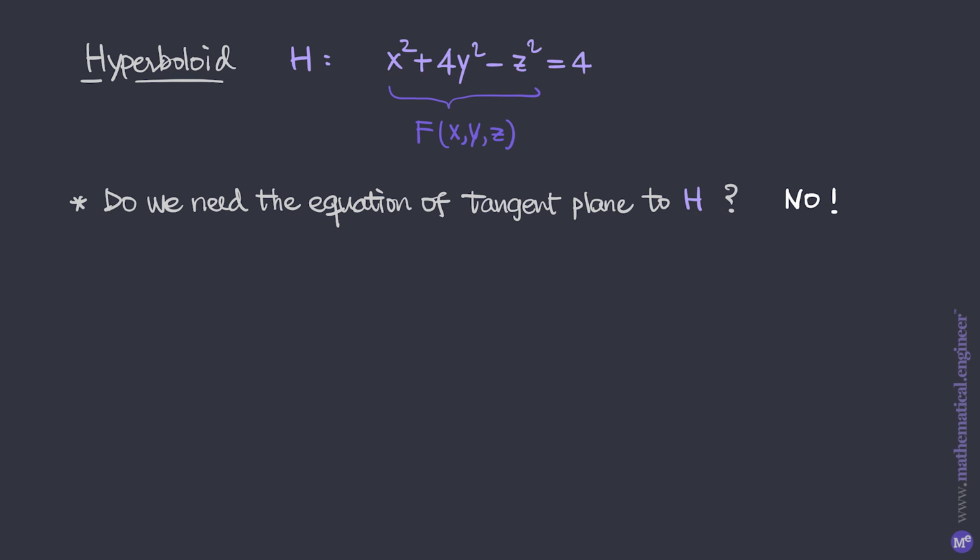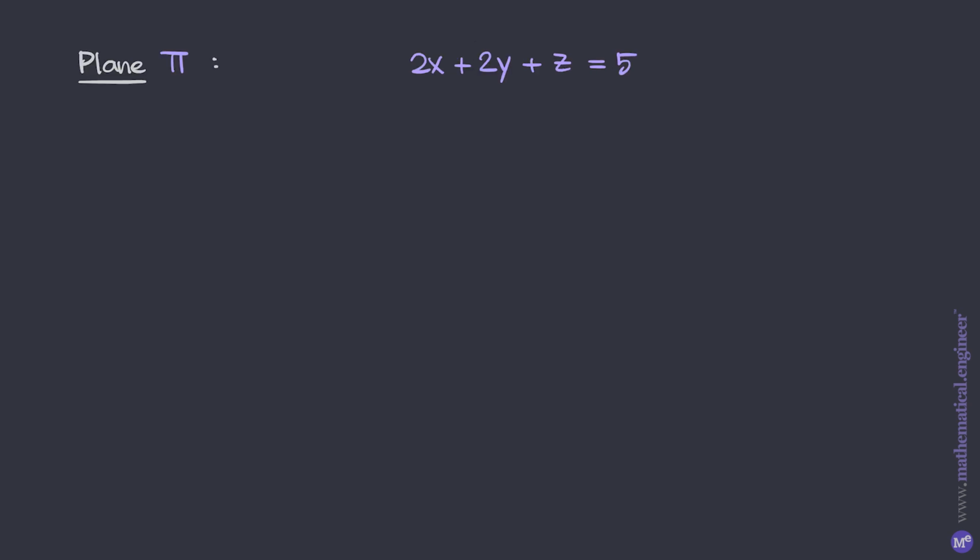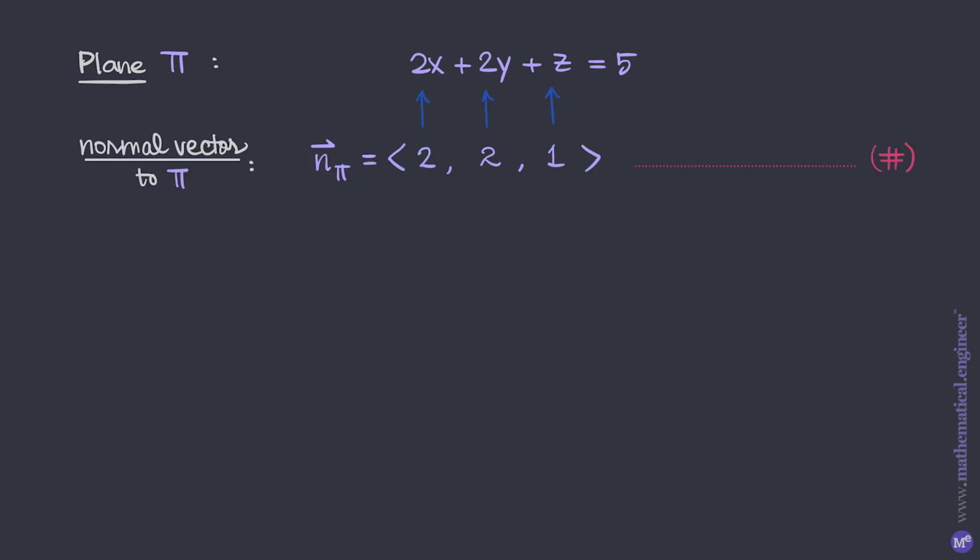For the normal vector to the tangent plane to H, we use the gradient of f. The three first partials of f are 2x, 8y, and negative 2z. Evaluating all of them at a tangency point P0, we get the i, j, and k components of the gradient vector at P0. Now for the plane Pi, it's even easier. We can read off the components of the normal vector to the plane Pi from its equation. As a reminder, the coefficients of the x, y, and z terms in the implicit function for a surface match exactly the components of its normal vector. So here we have the normal vector to Pi. Let's call it vector n sub Pi.